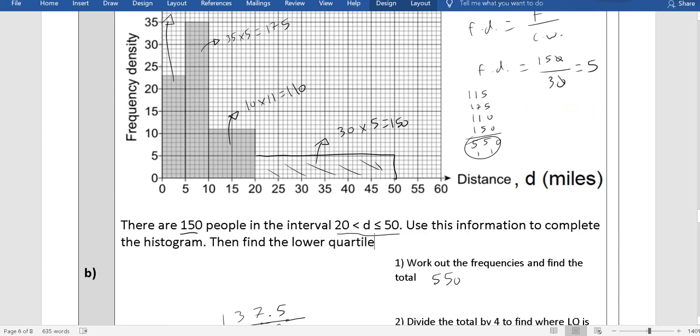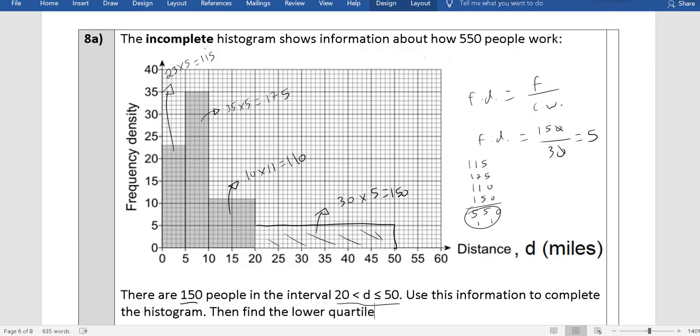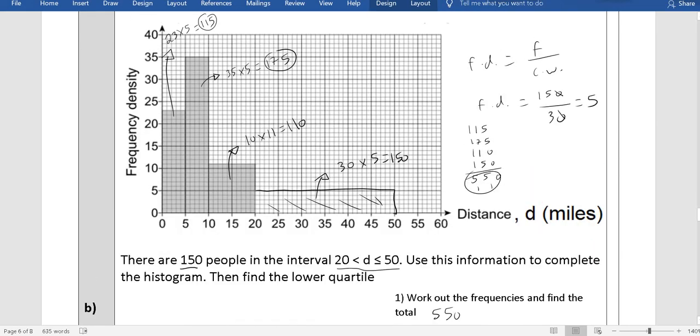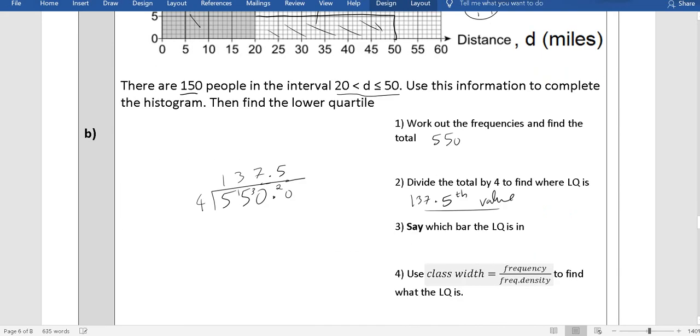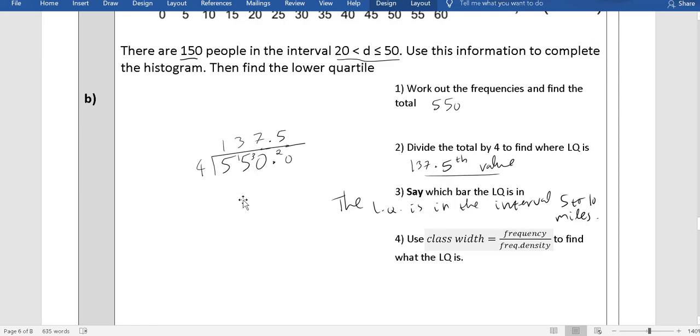And we can use our cumulative frequency to find it. First 115 are in the first bar, and then the second bar has 175. So that means the 137.5th must be in the second bar. So I will state that for another mark. I will say the lower quartile is in the interval 5 to 10 miles, and we need to see how far into that bar we need to go.